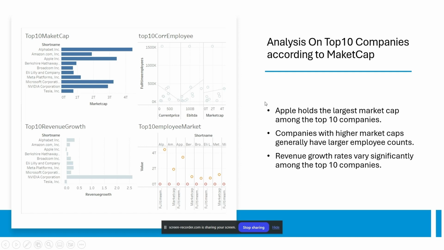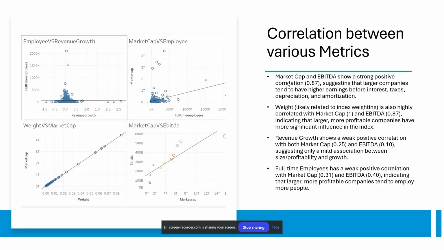So firstly, we're gonna analyze with respect to top 10 companies according to market cap. From this dashboard, we can see that Apple holds the largest market cap, and also all the companies have generally large number of employees, and revenue growth significantly varies between the top 10 companies. As we can see, Apple and Tesla has a negative revenue growth.